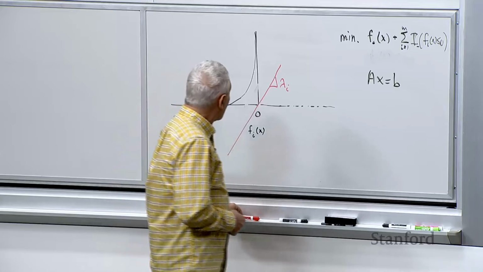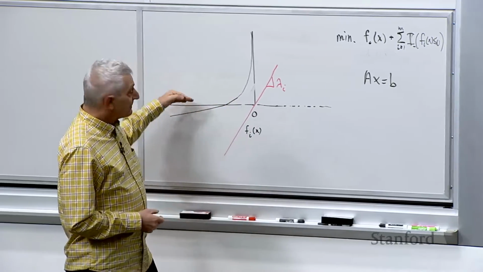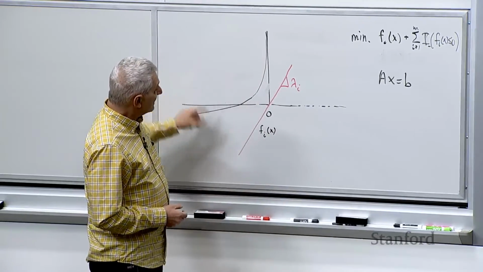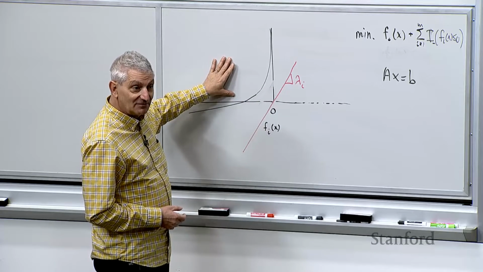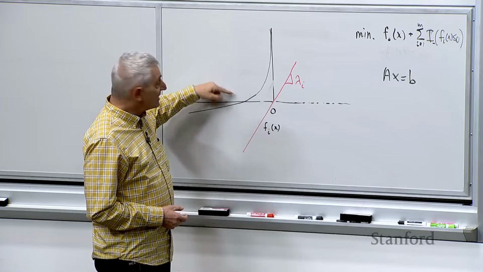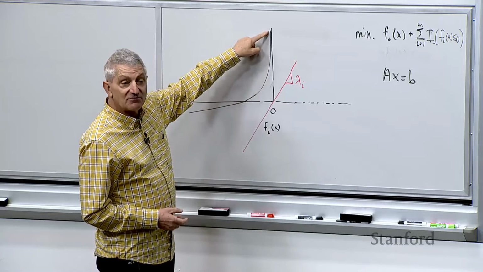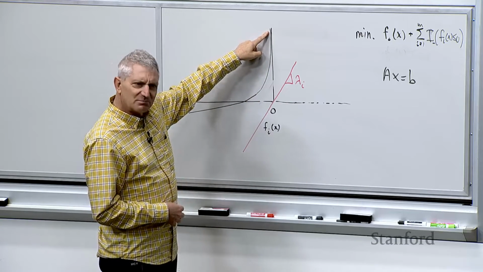It's called a barrier because this function actually requires you to be strictly feasible, and then you've got this function that goes to plus infinity. That's a barrier function, or yeah, that's one name.